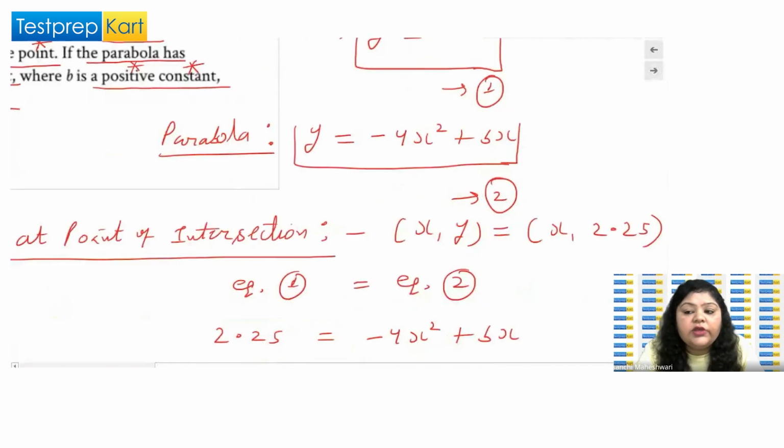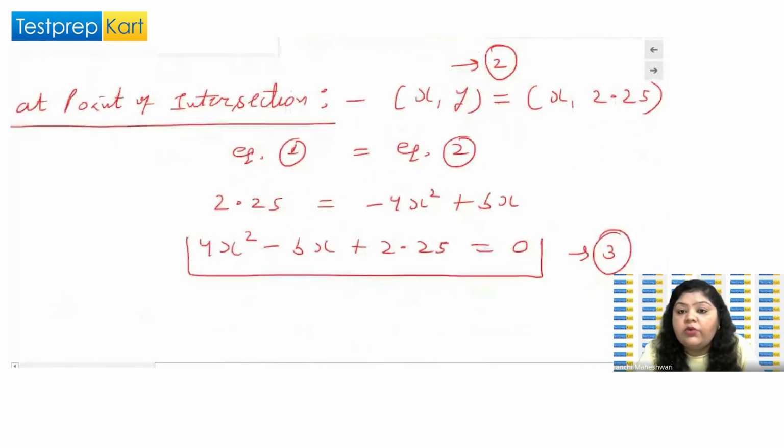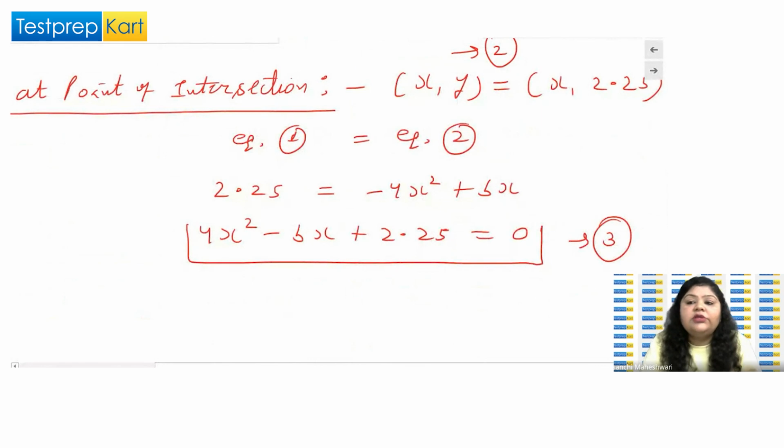Okay, because see, this point of intersection will satisfy the equation of both the curves. So obviously the y value, either you take it from the first one or from the second one, it has to be 2.25. But what about this x?